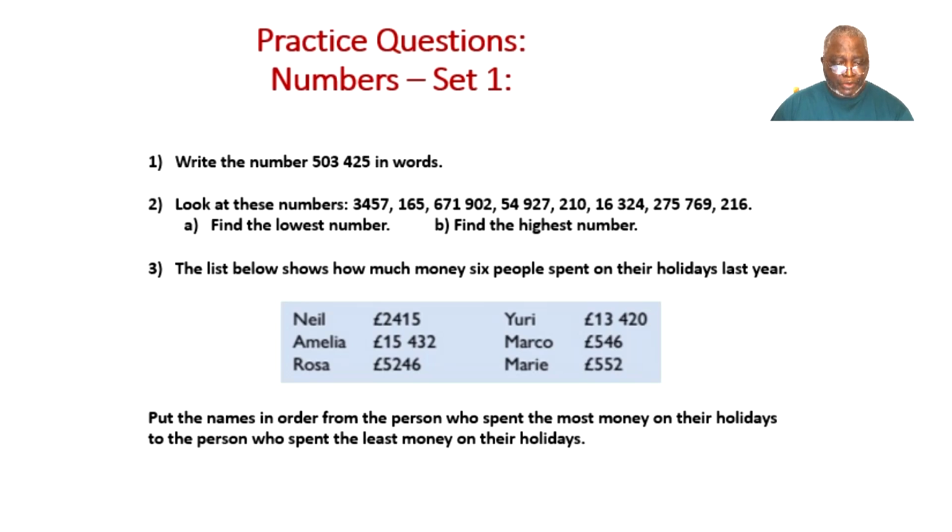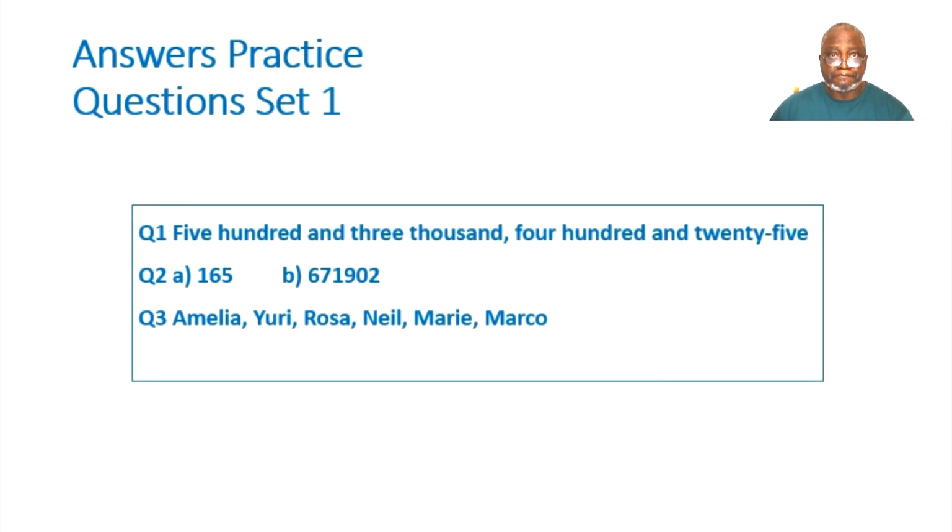The list below shows how much money 6 people spent on their holiday last year. And then you've got 6 people there, and the whole idea is to compare what they've done, identify who spent the most, who spent the least, and in what order they spent their money. These are the answers to those 3 questions.